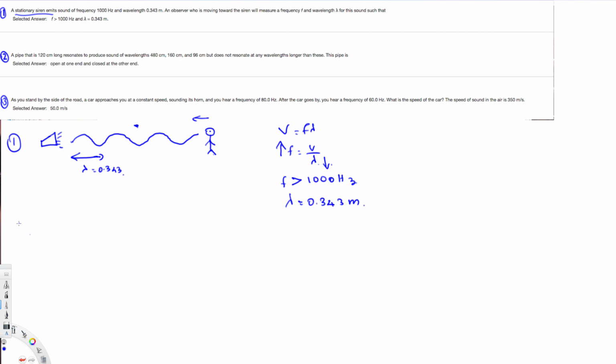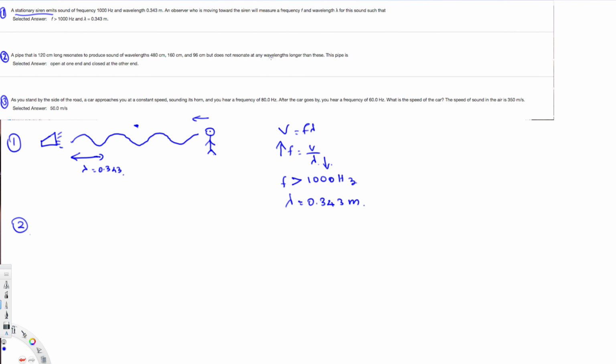Let's do the next problem. The second question is asking: a pipe that is 120 centimeter long resonates to produce sound of wavelengths 480 centimeter, 160 centimeter and 96 centimeter, but does not resonate at any wavelengths longer than this. Okay, so let's see how we can solve it.